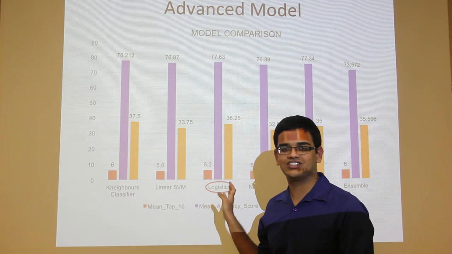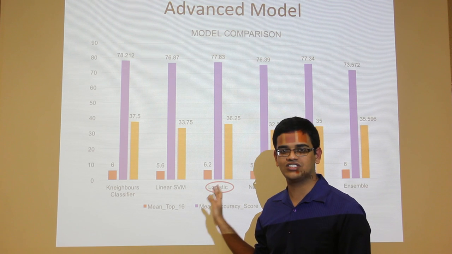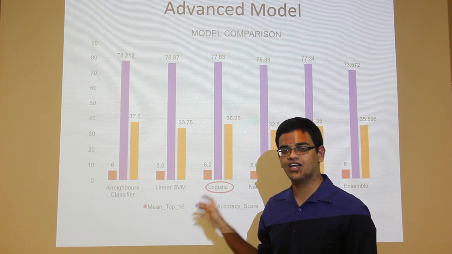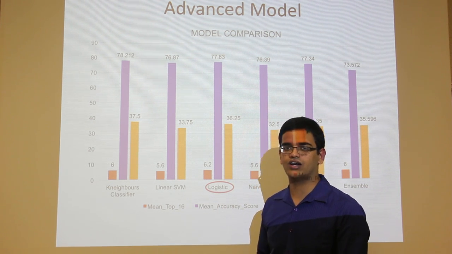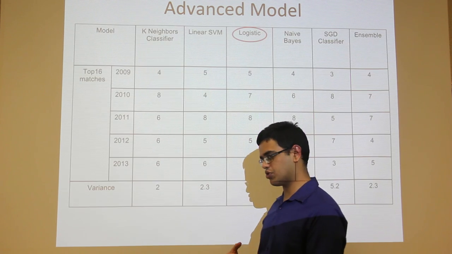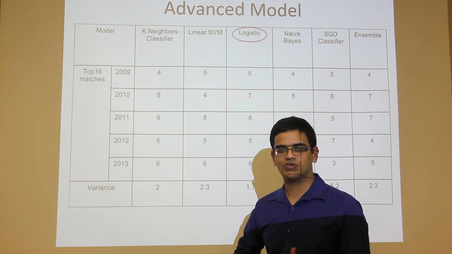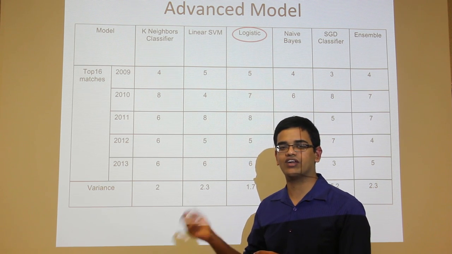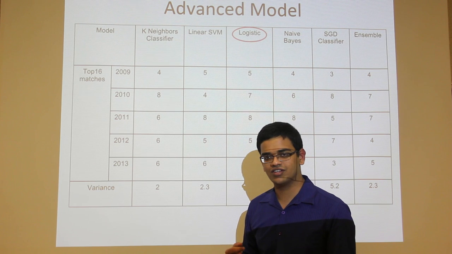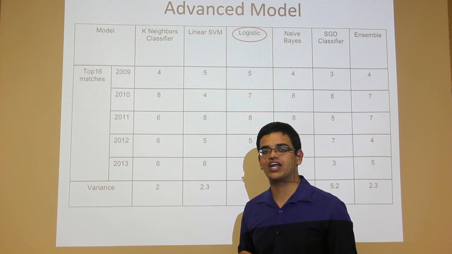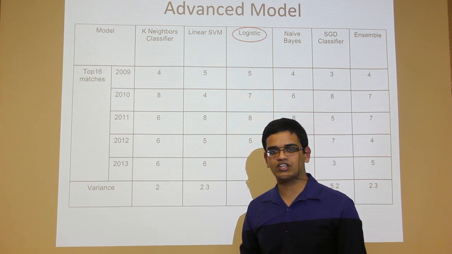Out of these six algorithms, we wanted to select which one would be our final machine learning model. One of the earlier assumptions was that since logistic gave a higher value in the number of entries in the top 16, we'd go with logistic. But that difference was very small.